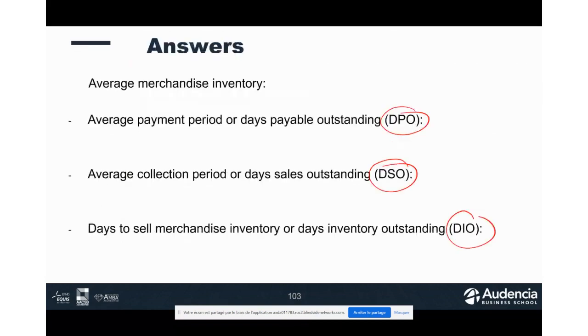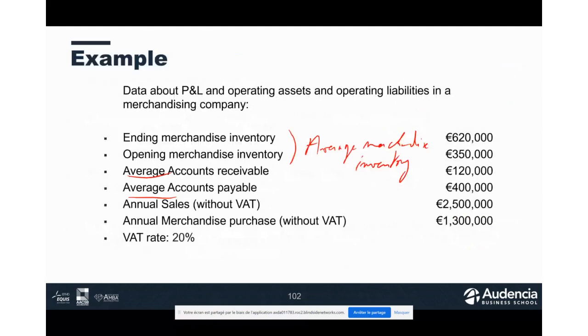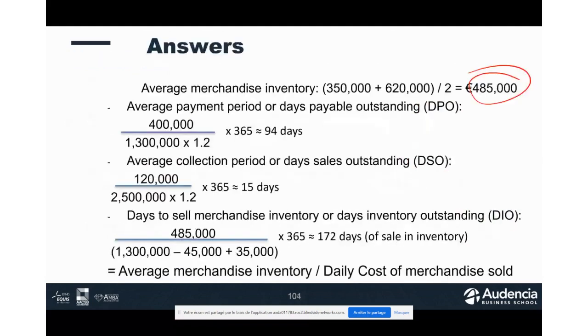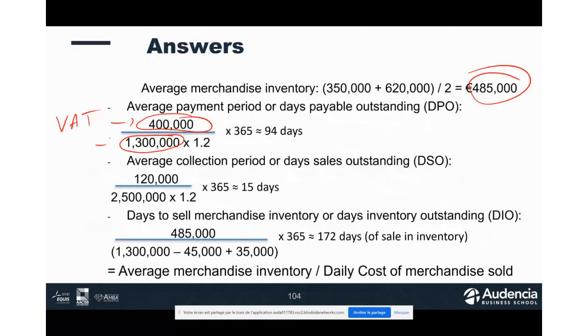So I use the average. For the days payable outstanding, I need 100,000, the average accounts payable, divided by the purchases. But the accounts payable are with VAT. The 1.3 million here is stated without VAT. So we need with VAT divided by with VAT. So we multiply by 1.2.